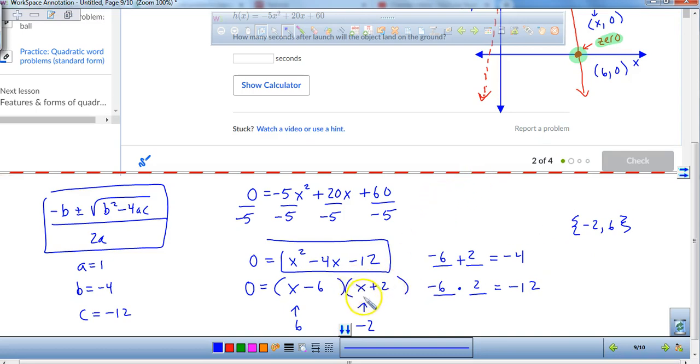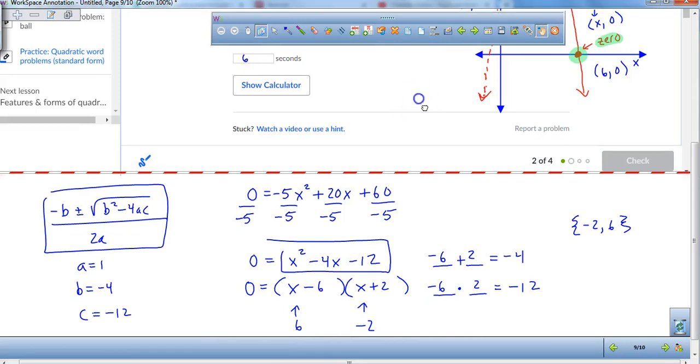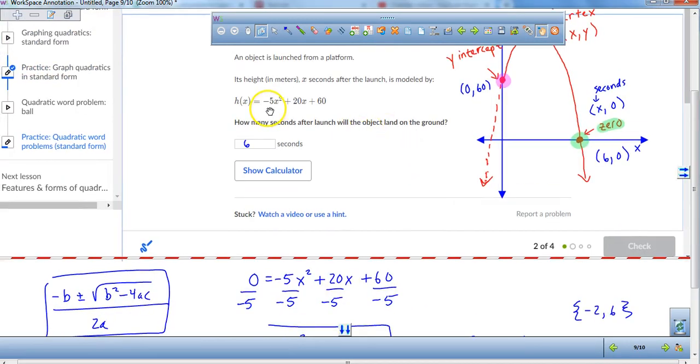But this is easily factorable, so I know it's going to be 6 seconds. Now, how could you check your work? Just type it into Desmos right here. And it says negative 5x squared plus 20x plus 60. So I'm going to go over here.